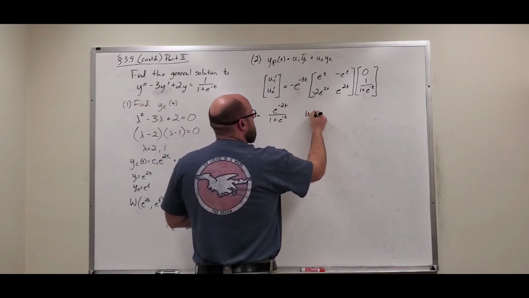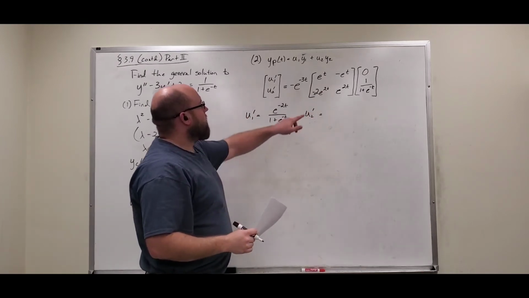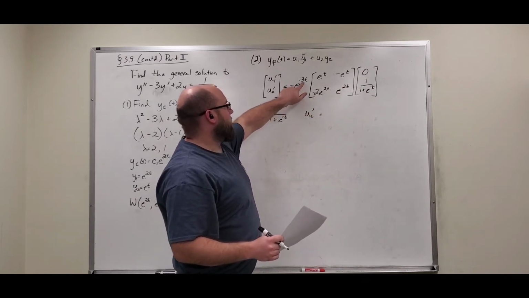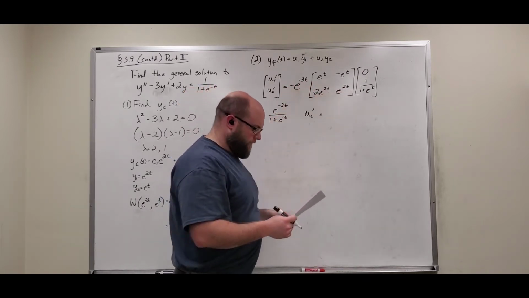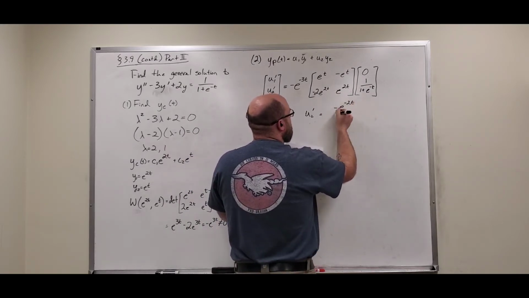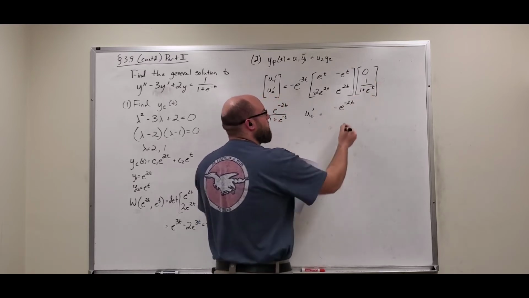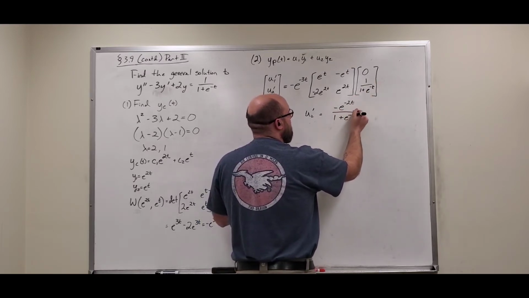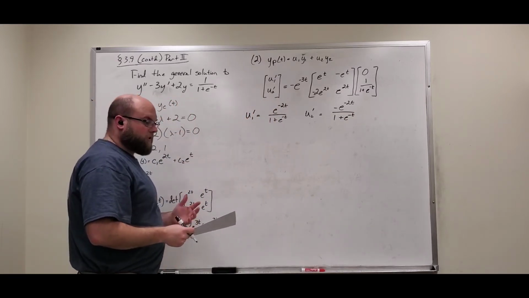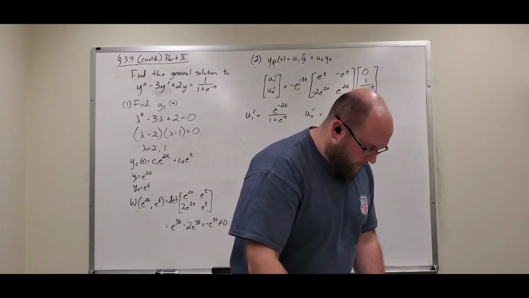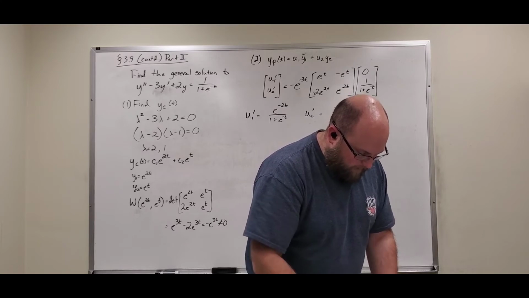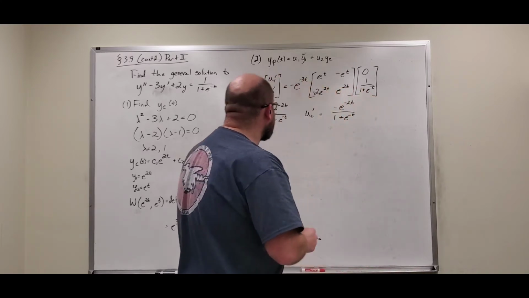And u2 prime is going to equal, well, negative 2e to the 2t times 0, that's going to go away. And then we're going to have negative e to the negative 3t times e to the 2t. That's going to give us negative e to the negative 2t multiplied by our g of t. So we get 1 plus e to the negative t in the denominator. All right, so that right now is our setup. So let's rewrite this just a little bit to help out with things.